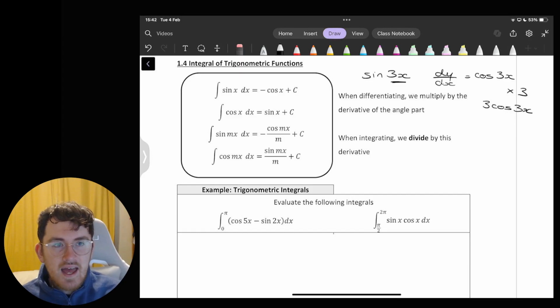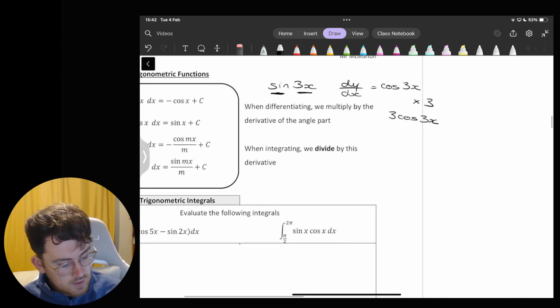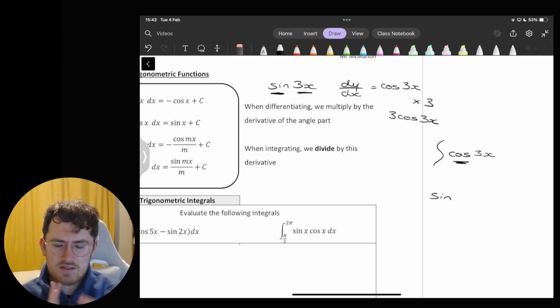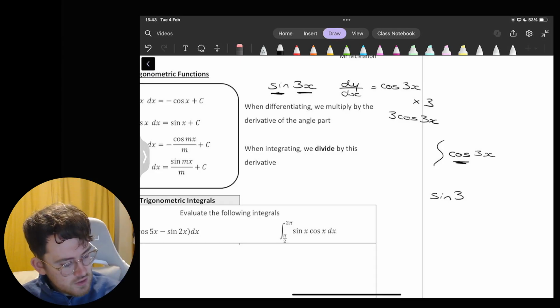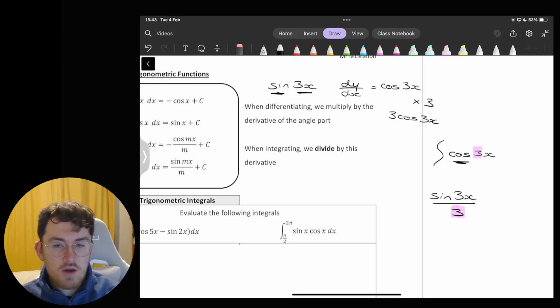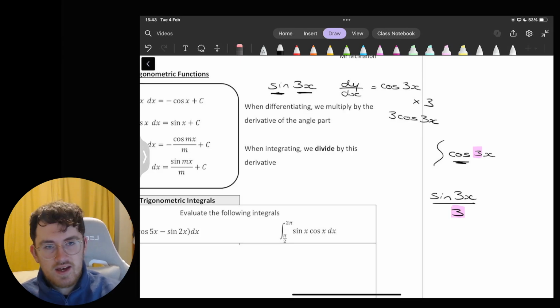If I'm integrating, I'm going to follow a lot of the same steps. So I would integrate the function itself. Let's say we want to go backwards, so we start with cos 3x. I would integrate the function itself, cos. Cos is going to go to sine, because think about your derivatives there. Sine differentiates to cos, so cos must have come from sine. So sine 3x, but now I'll divide by 3. So still the derivative of the angle part, but as opposed to multiplying, we will divide by it.